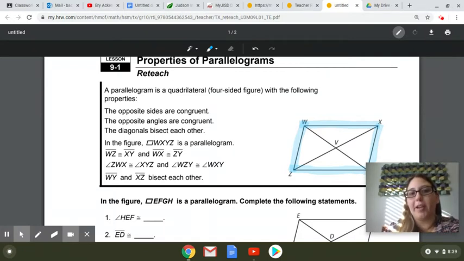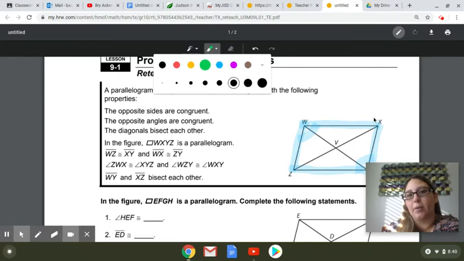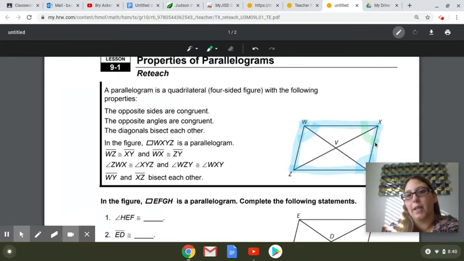We also know that the opposite angles are going to be congruent. So in this case, they're saying the angle ZWX, right? So this angle right here is going to be equal to its opposite angle down here. Okay, so opposite angles are equal. That's the same case as the other one. So this angle and this angle, okay? And so the opposite angles are equal.